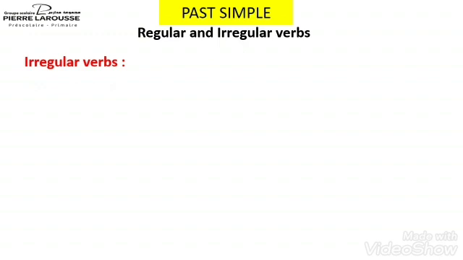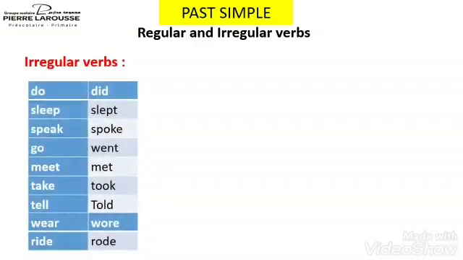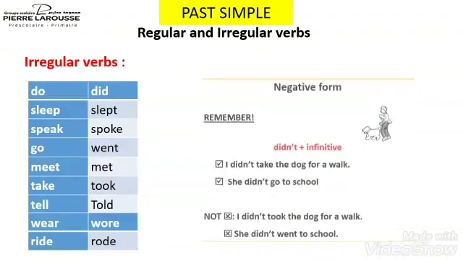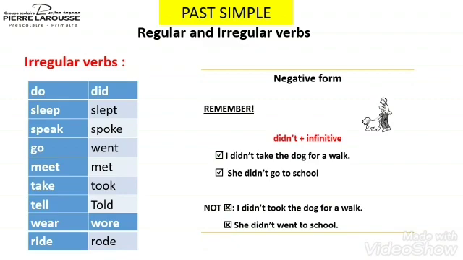Here, concerning irregular verbs, you should memorize them by heart, okay? Because there is no rule. You should memorize them. Like this: do, did, slip, slipped, speak, spoke, go, went, meet, met, with double e in the infinitive or in the present, and just one e in the past, take, took, tell, told, was, were, ride, rode.